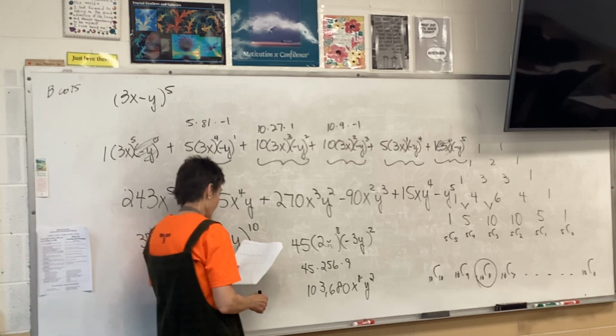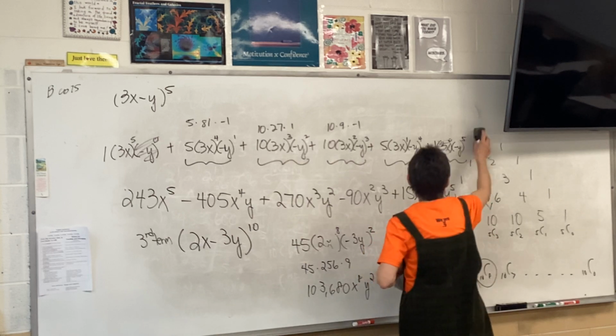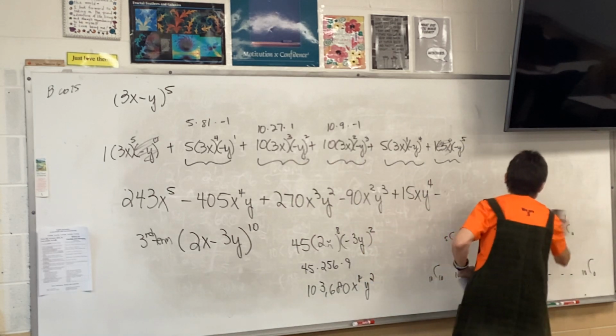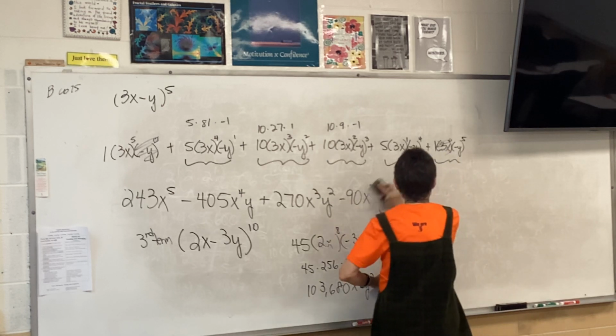All right, how can you calculate 8C5 by hand? I don't need this anymore, so I'll get rid of this. What's our formula for 8C5?